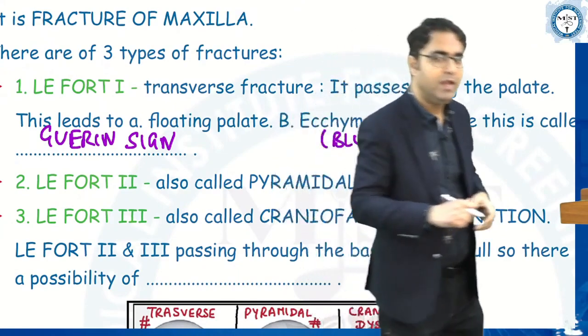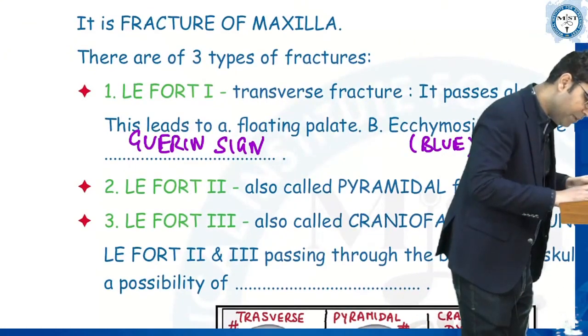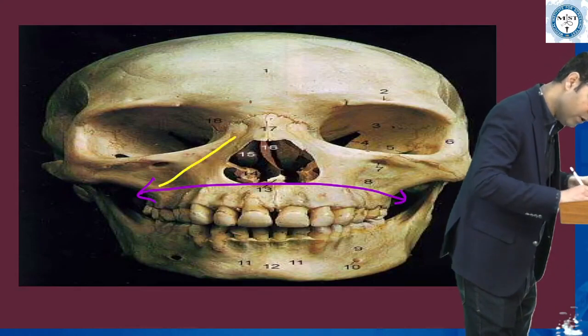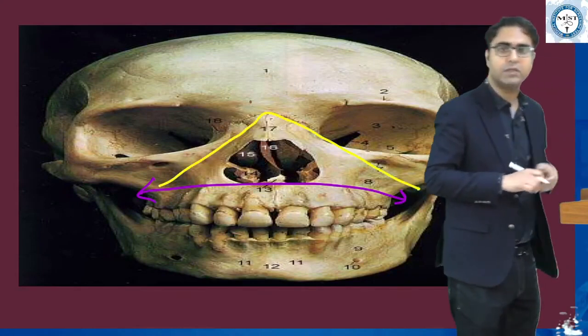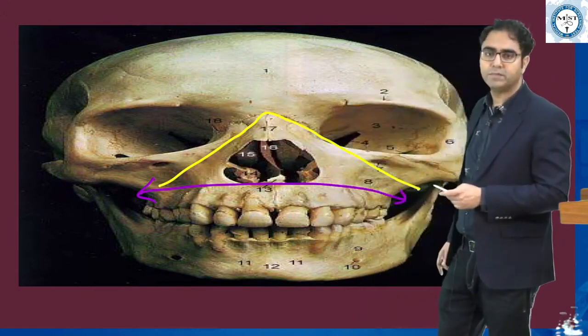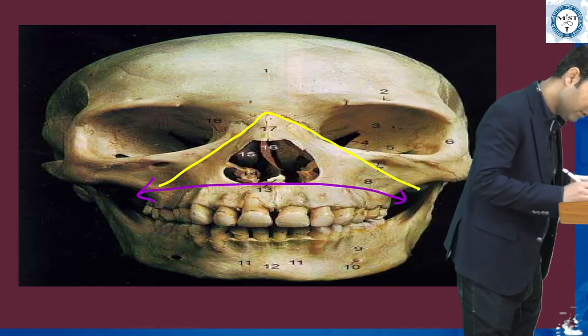Guerin sign. Le Fort 2, everybody look at the screen, beta. Le Fort 2 is pyramidal fracture. This is Le Fort 2. Can you see the pyramid? The yellow color is pyramidal, Le Fort 2, beta.